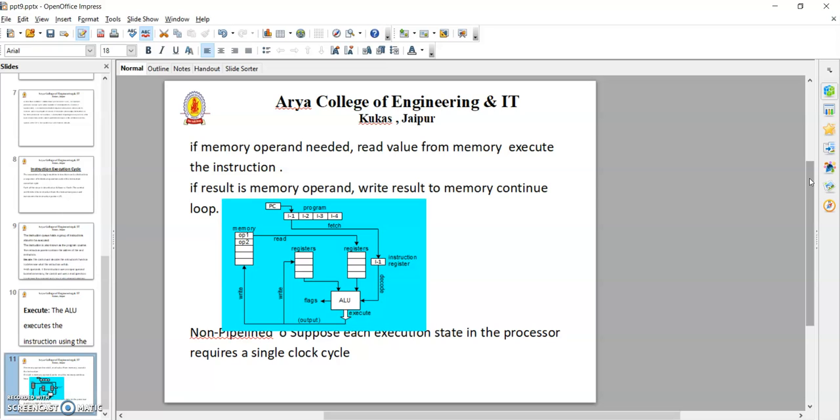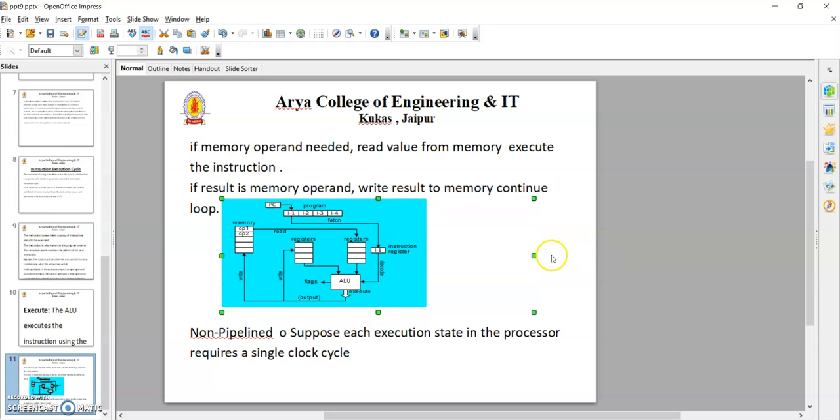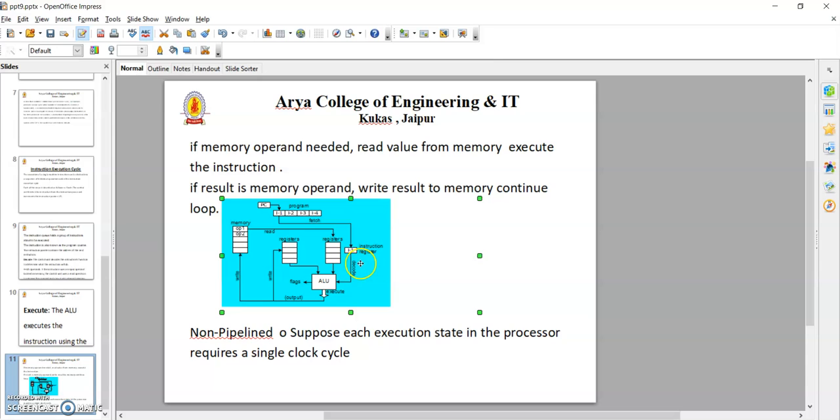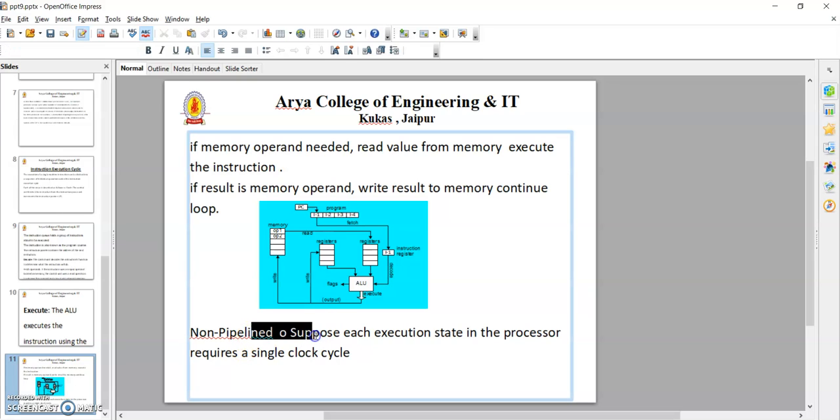The sequence of steps can be expressed neatly in a pseudocode loop: fetch the next instruction, advance the instruction pointer, and decode the instruction. If a memory operand is required, then read the value from memory, and execute the instruction. If the result is a memory operand, then write the result to memory, and this is continued in the loop. In the non-pipelined case, each execution stage in the processor requires a single clock cycle.